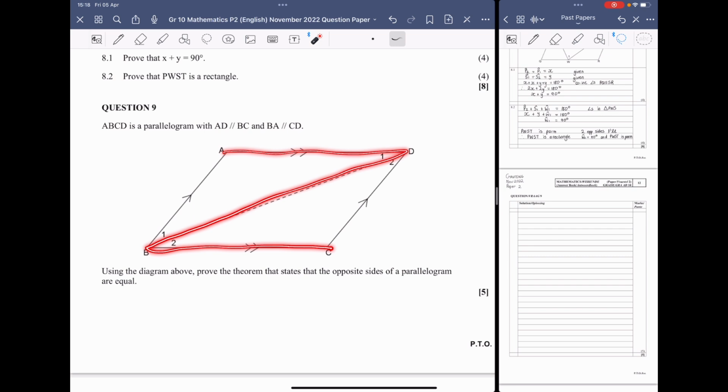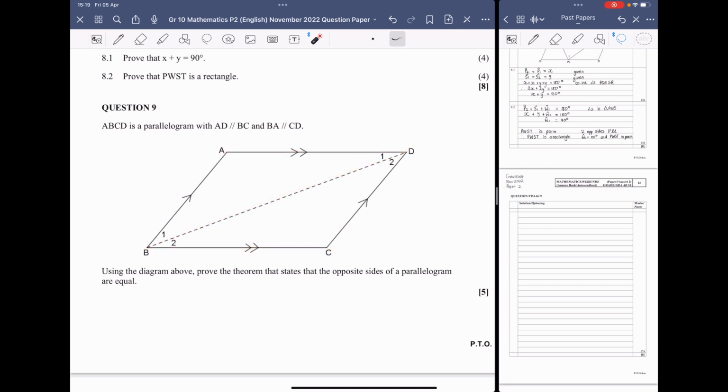So I can use the parallel sides. The only thing that I can't use is the equal sides because that's what I'm trying to prove. So I'm told these are parallel sides, which means that I can use my alternate angles. So if I've got these two parallel lines, AD and BC, then that means that this angle is going to be equal to this angle from alternate angles.